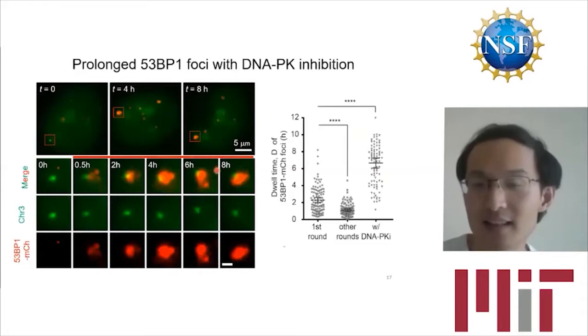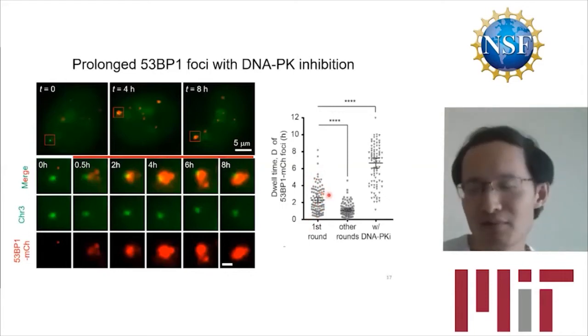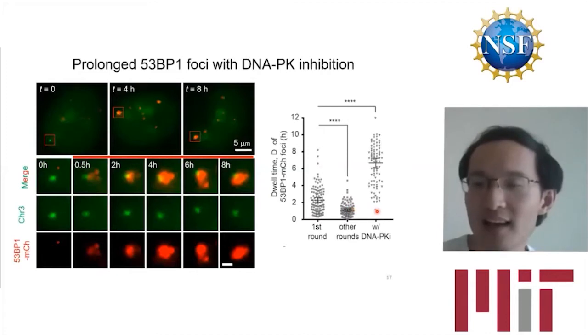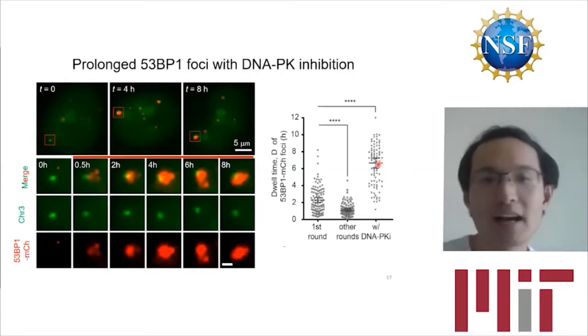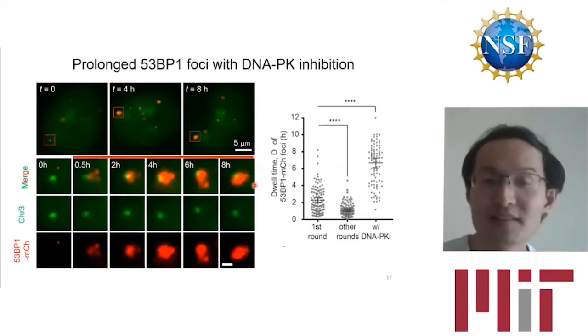As it shows, cyclic. We found that the first round of repair takes longer, typically in the range of 2 to 3 hours, but the following round of repair is shorter. If you treat the sample with the DNA-PK inhibitor, which inhibits NHEJ, you drastically increase the dwell time to 6-7 hours. We believe this data supports the idea of different cycles of repair.